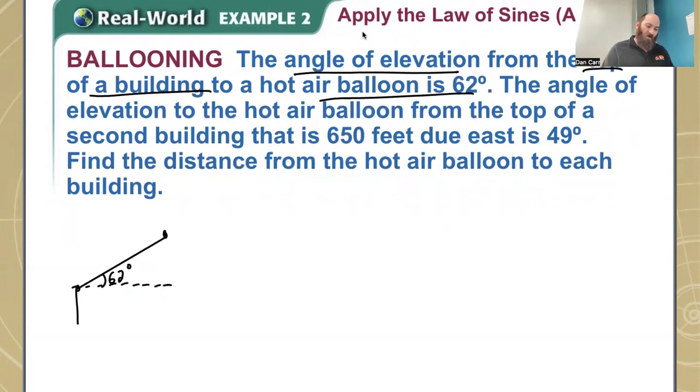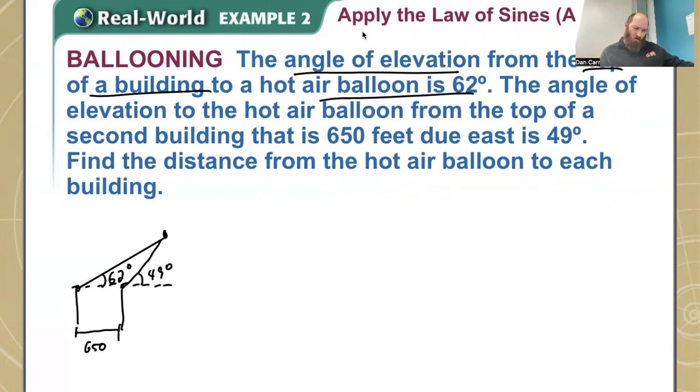The angle of elevation to the hot air balloon from the top of a second building that is 650 feet due east is 49 degrees. So that's okay. Second building that is 650, sorry, that's a little confusing there. Okay, so 650 due east. Here's my second building. Okay, that angle of elevation there is 49 degrees.